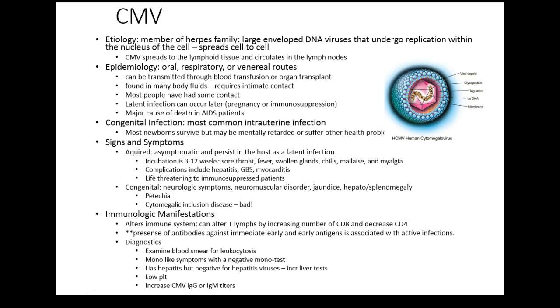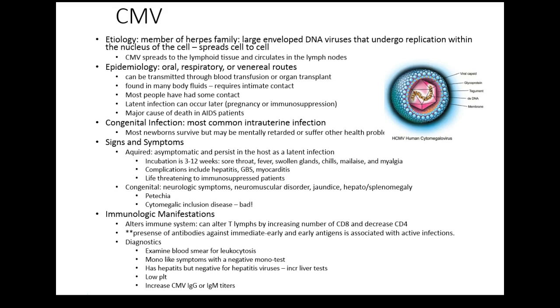All right, next one is CMV, cytomegalovirus. This is from the herpes family as well, and it can spread from cell to cell. So it spreads to the lymphoid tissue and it circulates in the lymph nodes. We can have an oral, respiratory, or venereal route. There can be congenital infections. People are usually asymptomatic, but you could have a sore throat, fever, swollen glands, chills, malaise, kind of like the flu, right? It's only life-threatening to immunosuppressed patients.